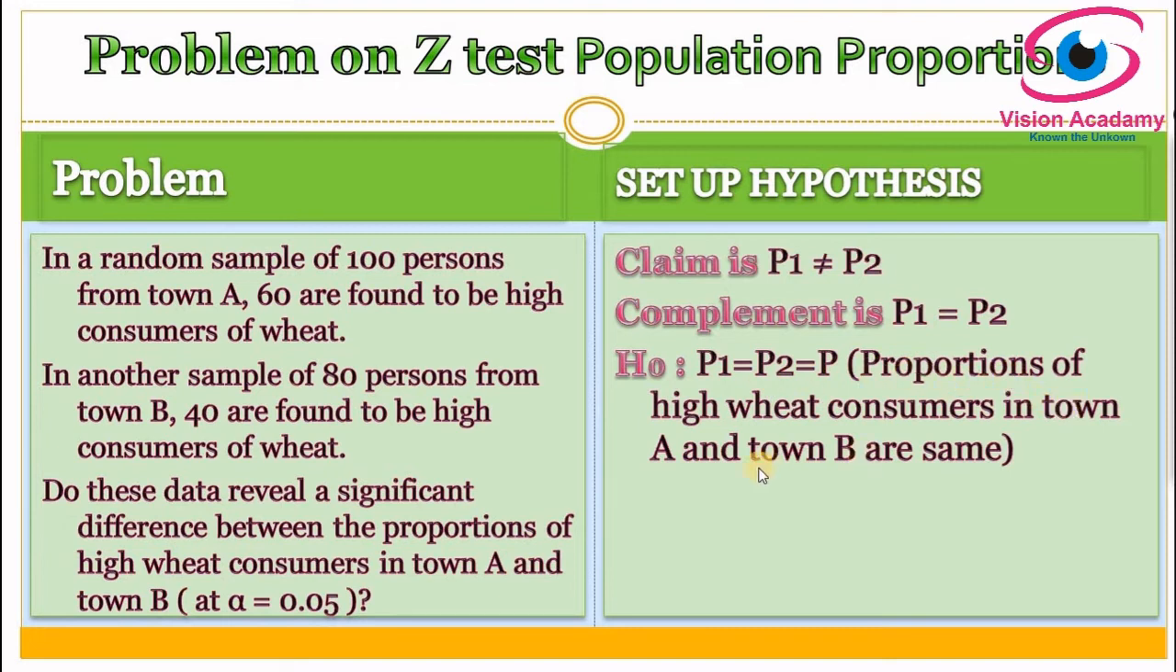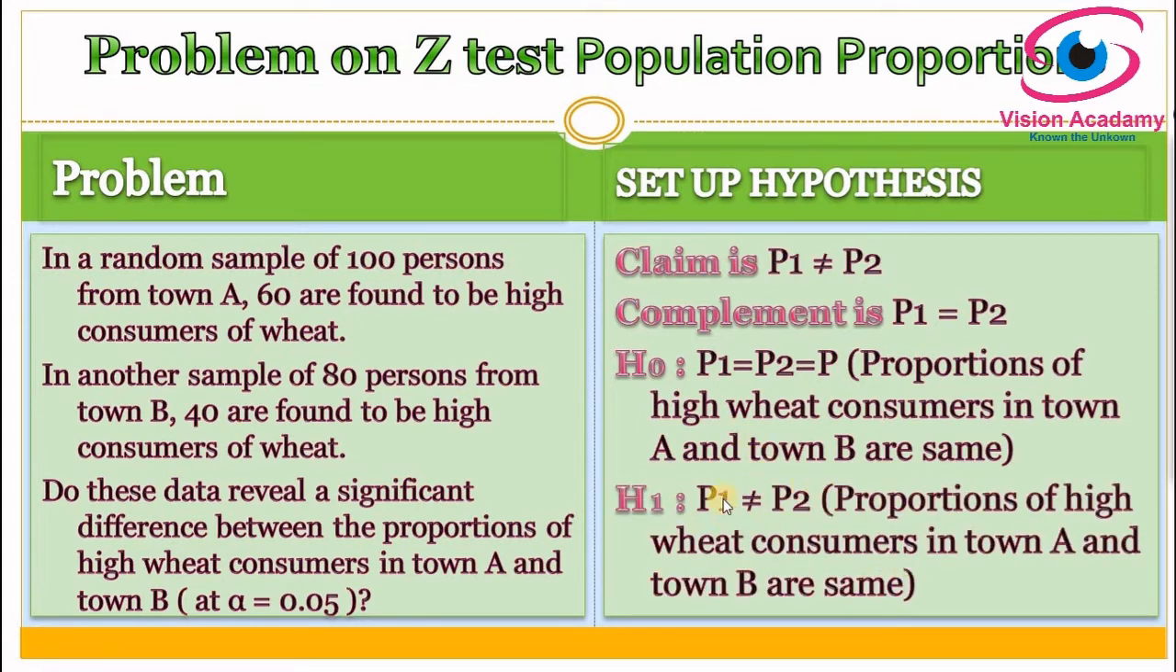So our null hypothesis would be P1 equal to P2. It means the proportions of high wheat consumers in town A and B are the same. Our alternative hypothesis would be the opposite, P1 not equal to P2, which means the proportions of high wheat consumers in town A and B are not the same. One more thing to consider in the hypothesis: since the alternative hypothesis is P1 not equal to P2, it is a two-tailed test, not a one-tailed test.